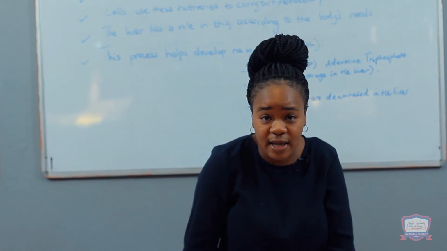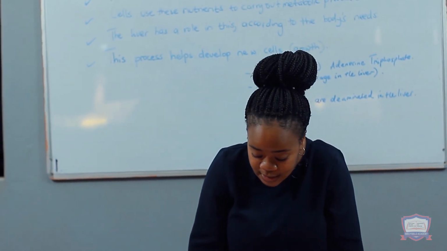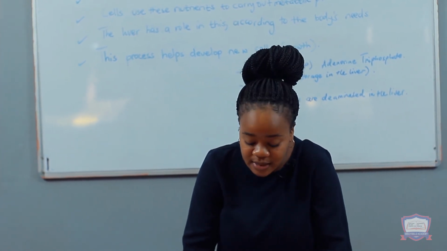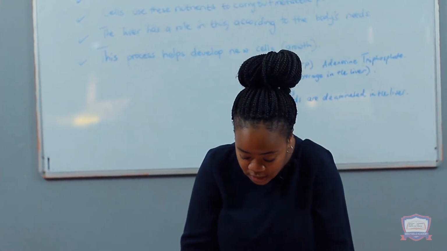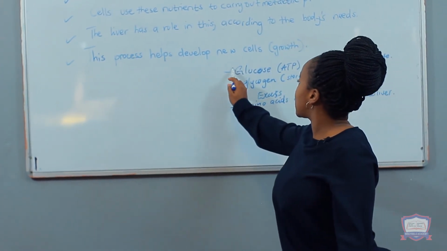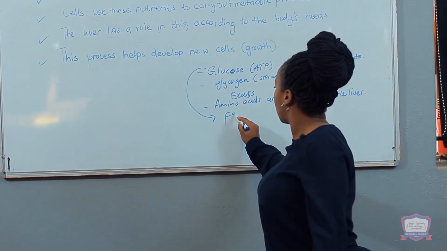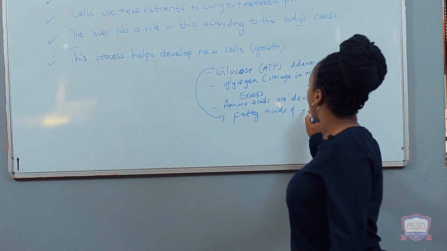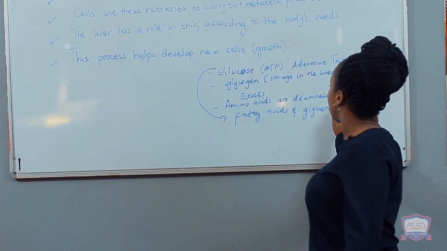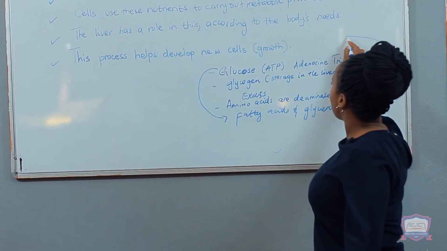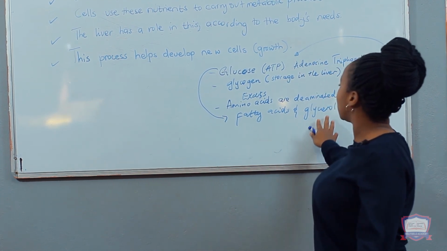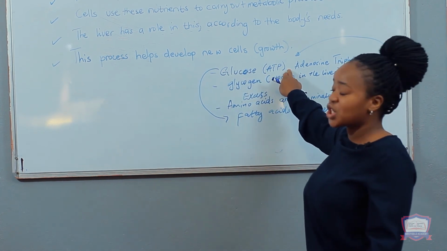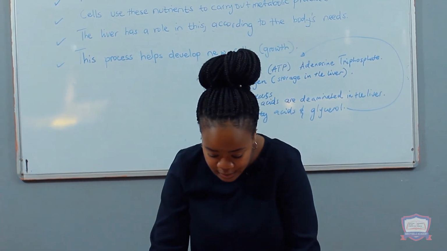What about fatty acids and glycerol? Fatty acids and glycerol are used to build cell membranes and serve as a reserve store of energy. When there is insufficient glucose, the liver converts stored fatty acids and glycerol in our adipose tissues, that excess fat, into energy when there is an insufficient supply of glucose.